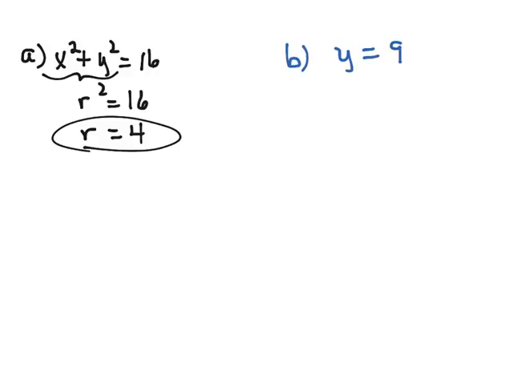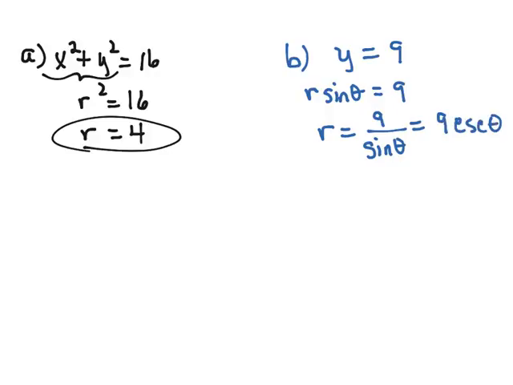In example B, we have y equals 9. Well, y is equal to r times the sine of theta, so that would equal 9. And so if we solve for r, we would have r equals 9 divided by the sine of theta, which is the same thing as 9 times the cosecant of theta. So our equation is r equals 9 cosecant theta in polar form.